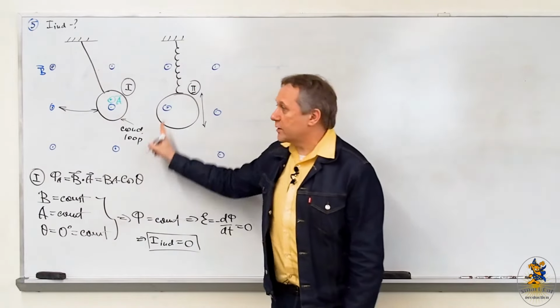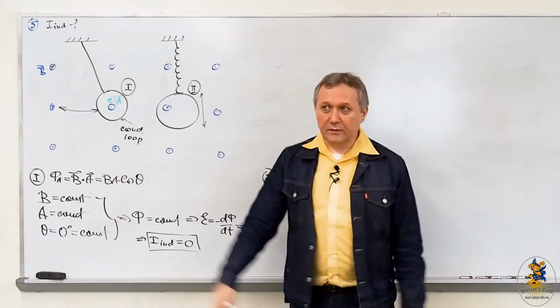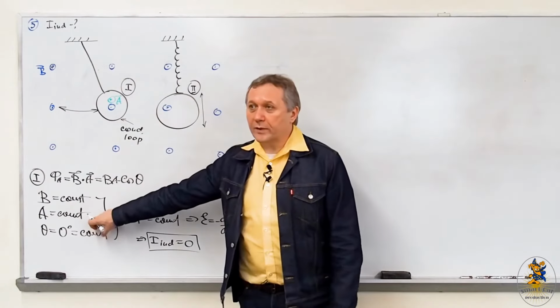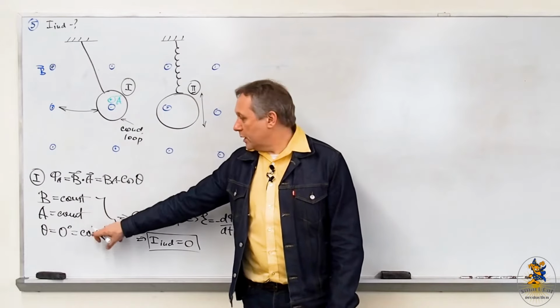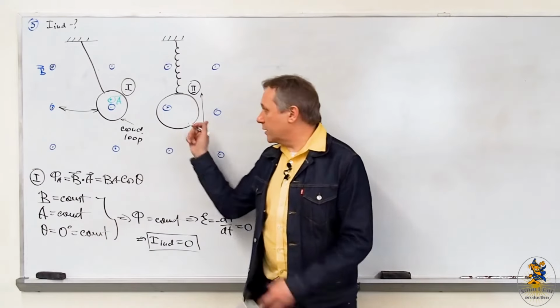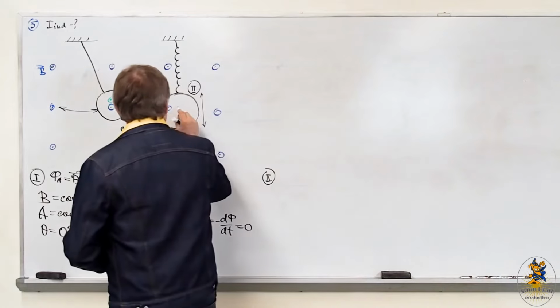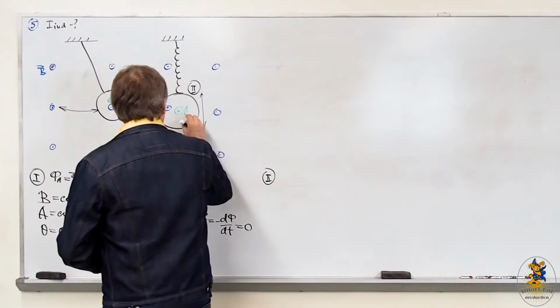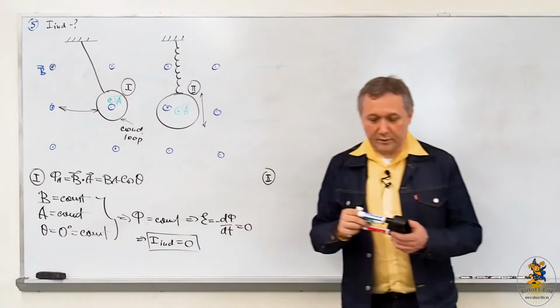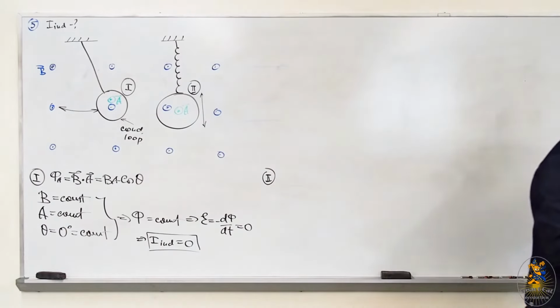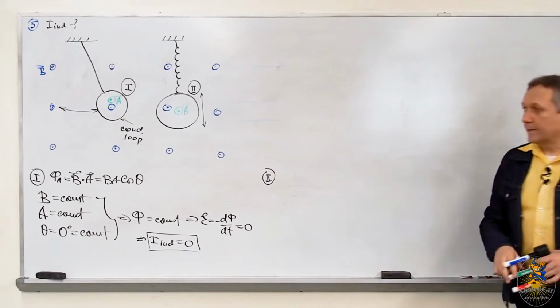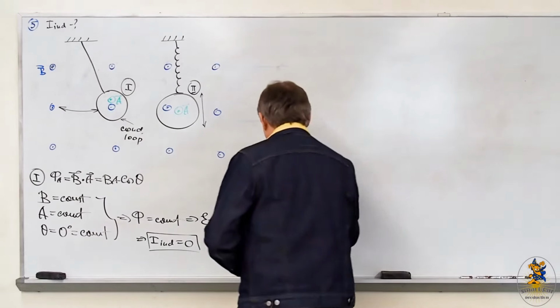Magnetic field still constant. It moves through the magnetic field. Magnetic field doesn't change. Area of the loop again, we don't distort the shape of the loop. And angle will also be 0. I can point the area vector, for example, towards you, so it will be 0. Or if it's away from you, the angle will be pi, but anyway, it's constant. So again, flux is constant.